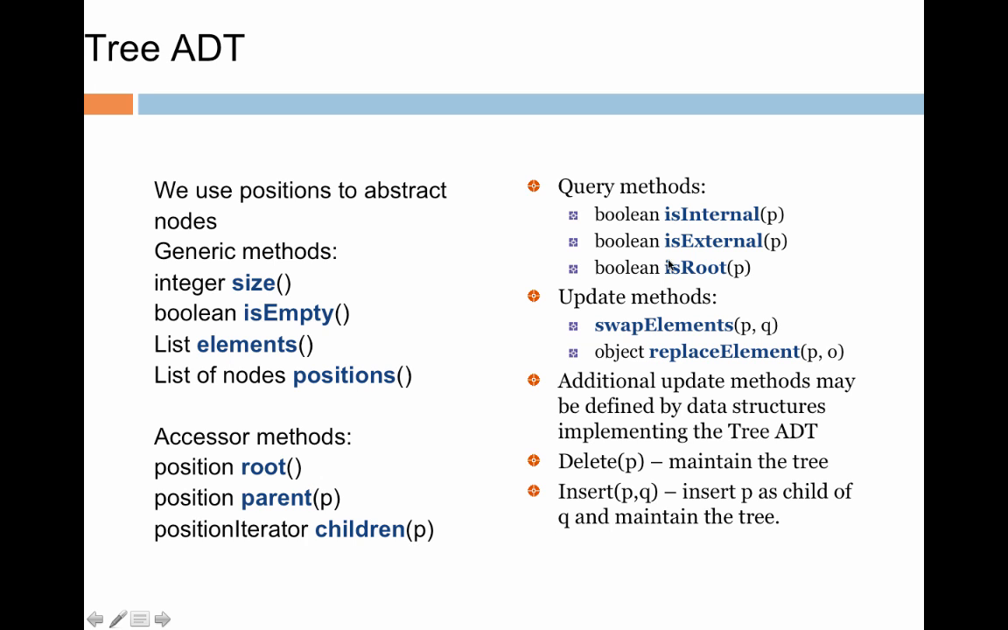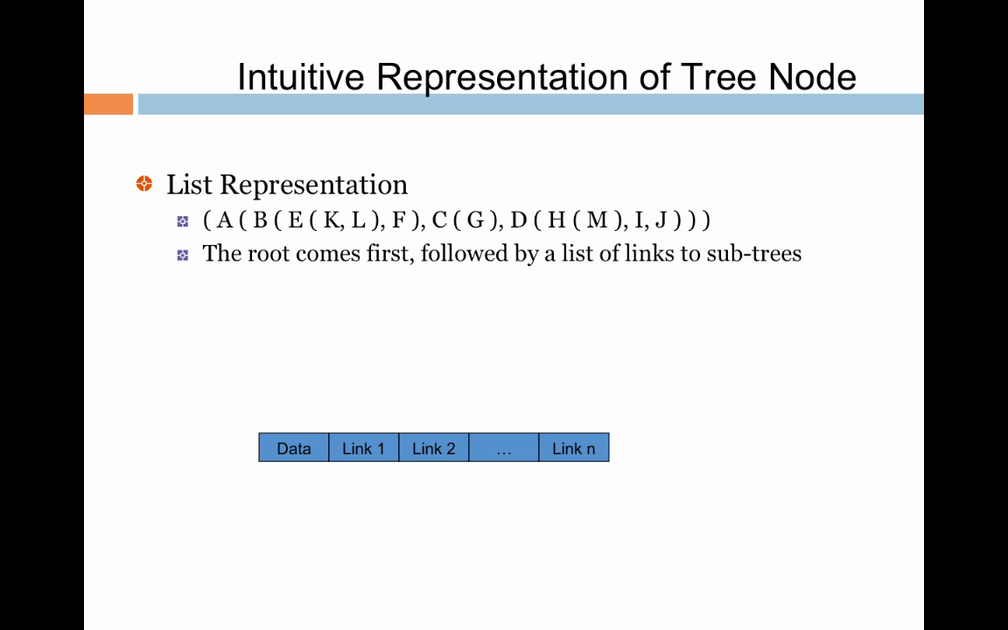These are query methods which extract properties of different nodes in the tree. And here are the update methods which update the values which are stored in the tree. So over the last few slides, over the last 15 minutes, we have looked at pretty much everything that we need to know about the tree abstract data type to be able to use it.